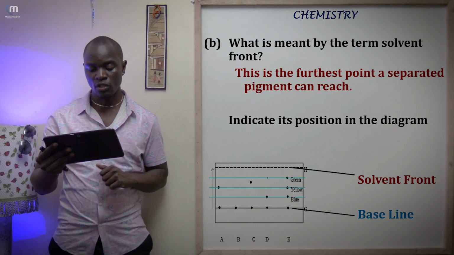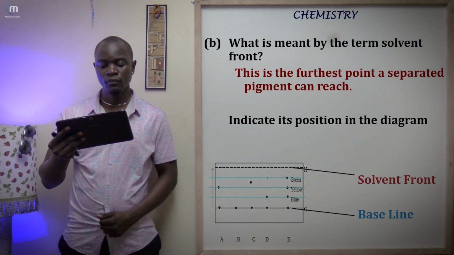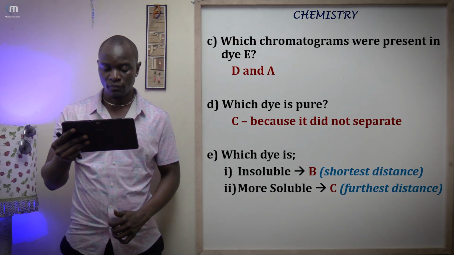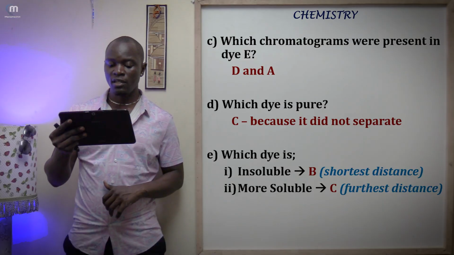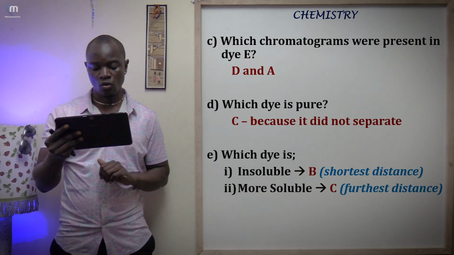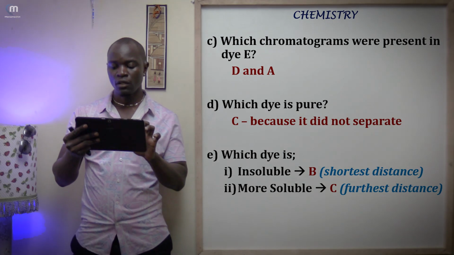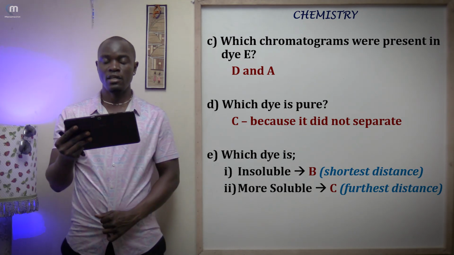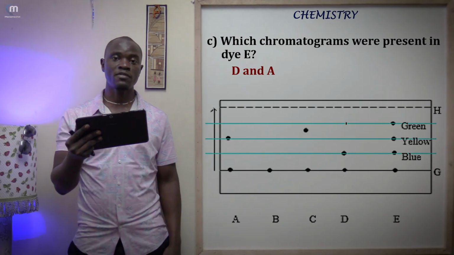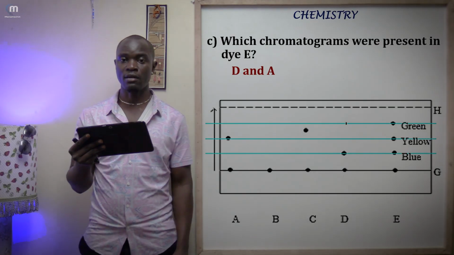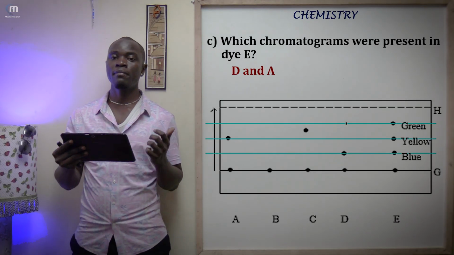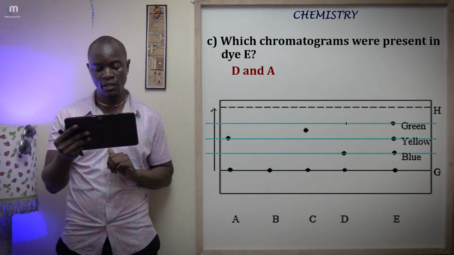That is now what is called the baseline. Question C is asking, which pigments were present in dye E? I wish they could have said which pigment, because the correct term to use is pigment. So which pigments were present in the dye labeled E?